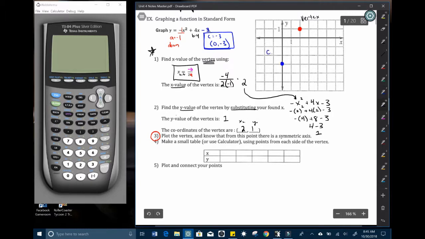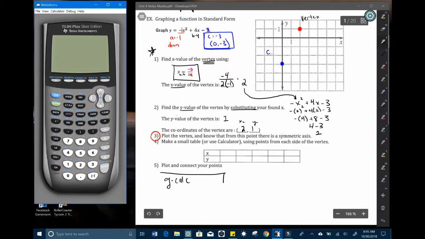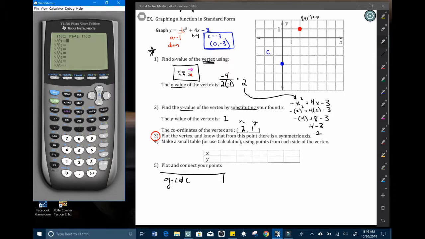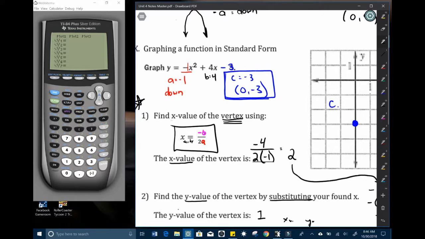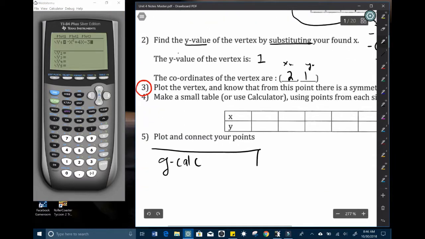To get some other values, this is where it's very helpful to use our graphing calculator. Use the old G-Calc. Turn that on, go to y equals, clear out anything you may have, and just type in the equation: negative x squared plus 4x minus 3. I would use the table. So second graph gets you to the table.